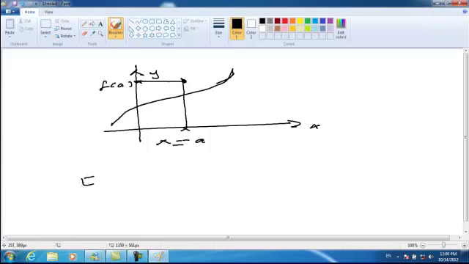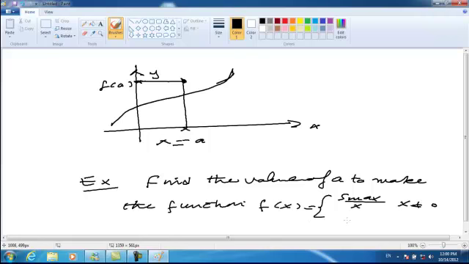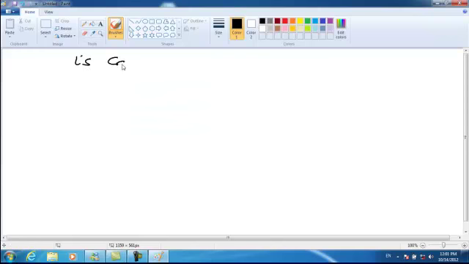Example: find the value of a to make the function f of x equal sine ax divided by x, x does not equal 0, and equal 2 at x equal 0, continuous at x equal 0.